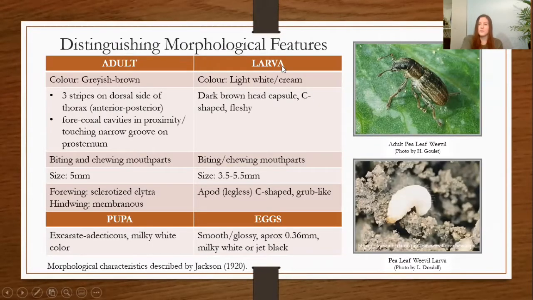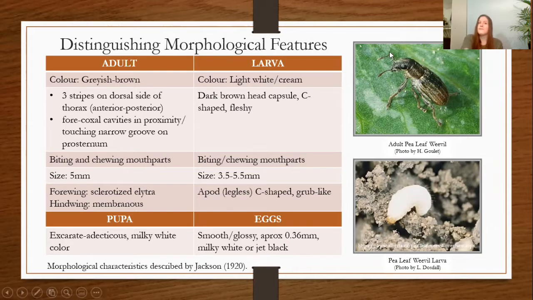So their distinguishing morphological features, you can see the adult here. They are of a grayish brown coloring, and they've got three stripes on the dorsal side of the thorax, running from the anterior to the posterior side, or vice versa. And they can sometimes extend onto the forewing, so that'll be longitudinally, and that is going to be what differentiates them from other species in their genus.